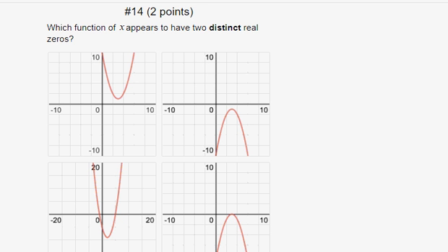Okay, next up. Which appears to have 2 distinct real zeros? Again, this is about connecting the concepts. Our zeros, x-intercepts, roots, solutions, all refer to the same thing. So in order to have 2 distinct real zeros, we've got to cross the x-axis twice. This is the only one that crosses the x-axis twice.